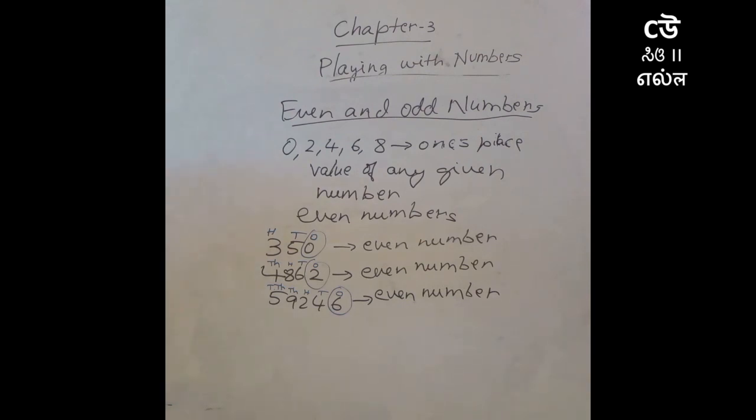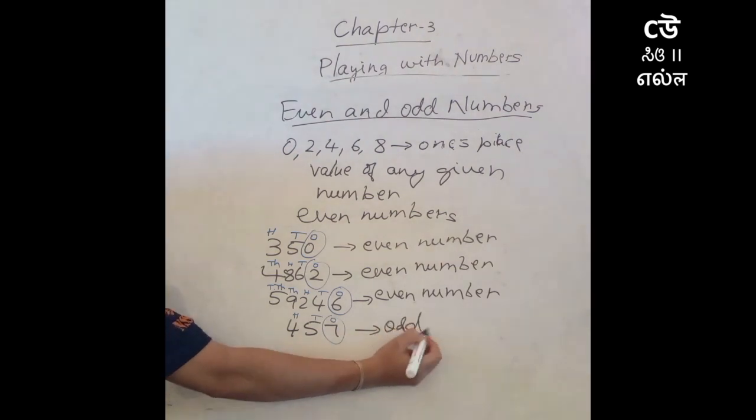Next, let us take a few more examples and see whether it's an even or odd number. The example I have taken is 457. Here we have ones, tens and hundreds. So which place value do we have to see? The ones place value. In ones place value we have 7. So do we have 7 here? No, because we have to have only 0, 2, 4, 6, 8 in ones place. So as we have 7, we can tell that it is an odd number.